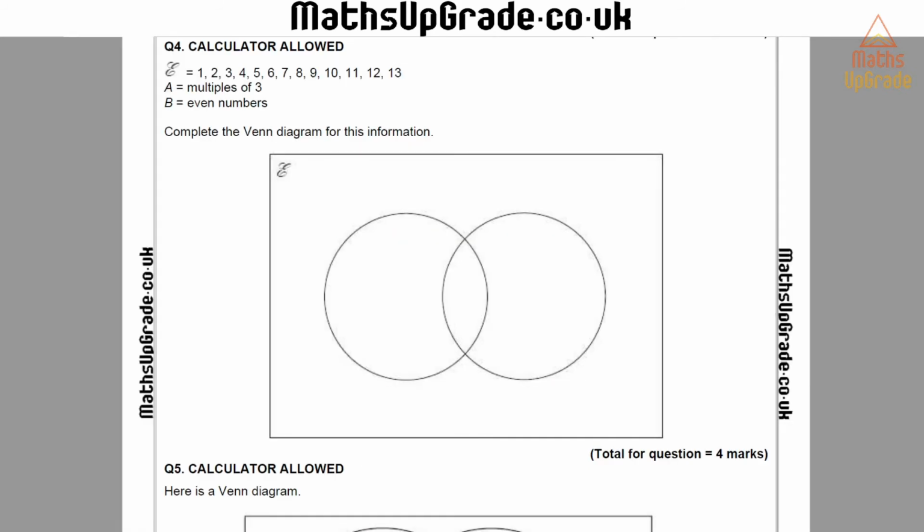In question 4, I'm given this information here. The entire set of numbers that need to go in this diagram here is the numbers from 1 to 13.